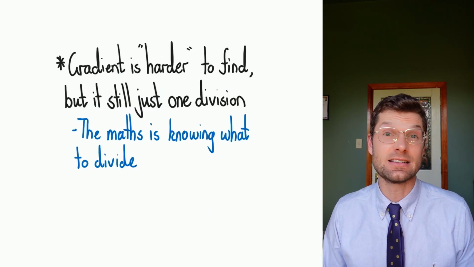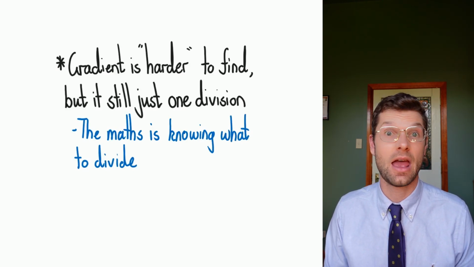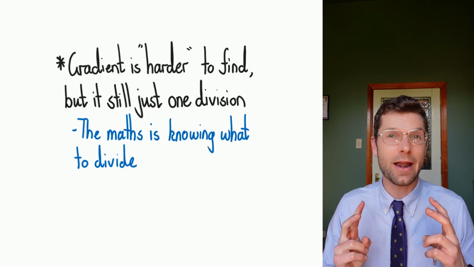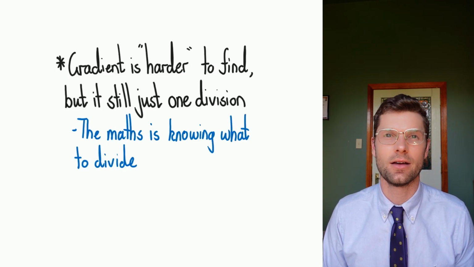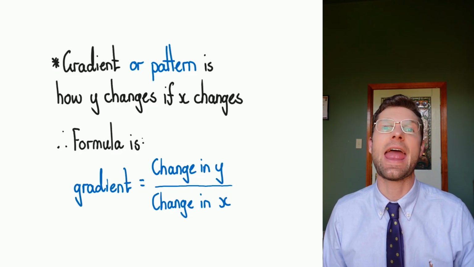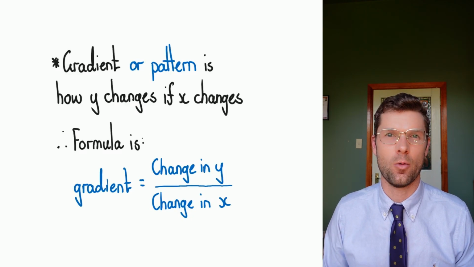The gradient is a little bit harder to find, but we're still only doing one division. So if you can just divide one number, either in your head or a calculator, you're going to get these questions right. The harder mathsy bit about it is just finding out what we need to divide. But all the maths we're doing is one division. So the gradient is the pattern that occurs during the line. What we want to find out is how does y change? How does this thing change up and down when x increases by 1?